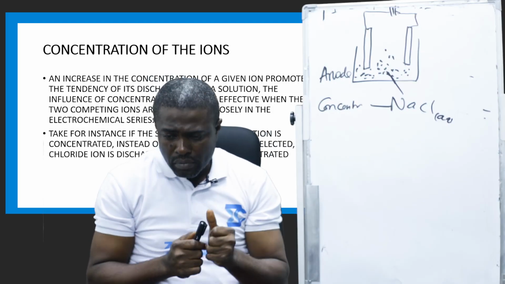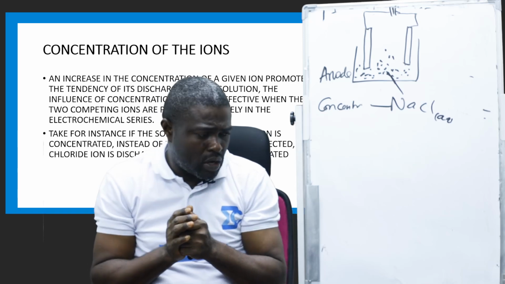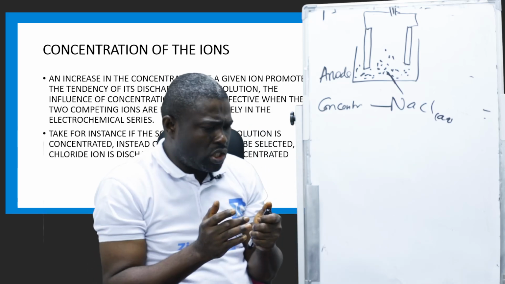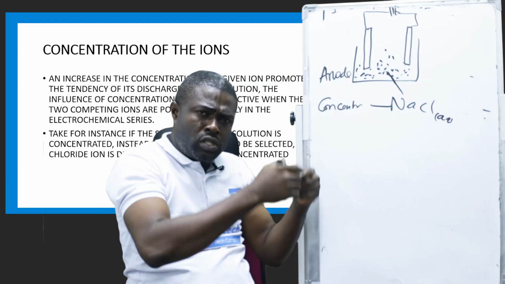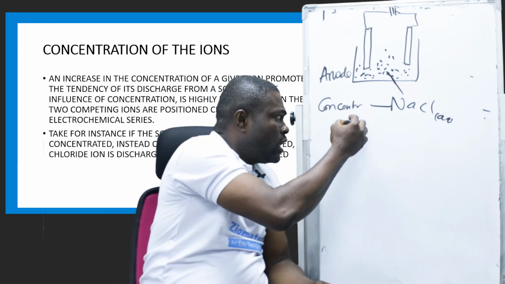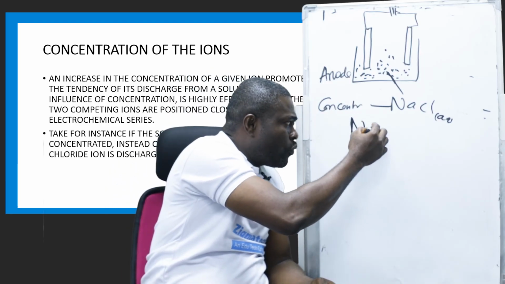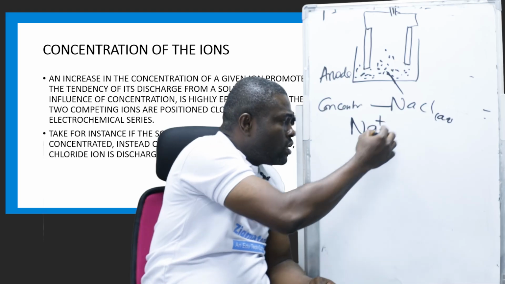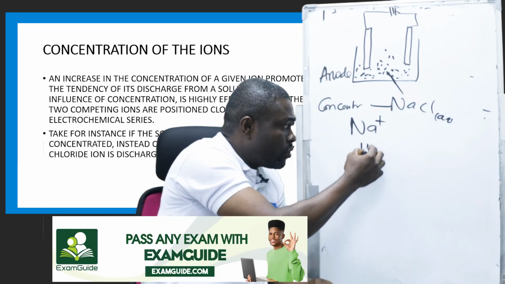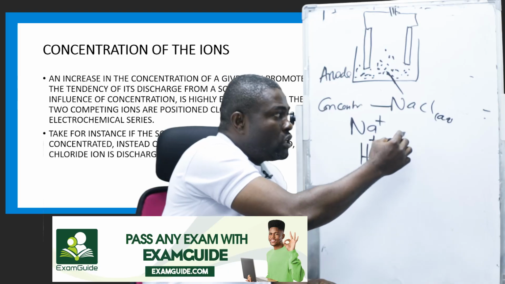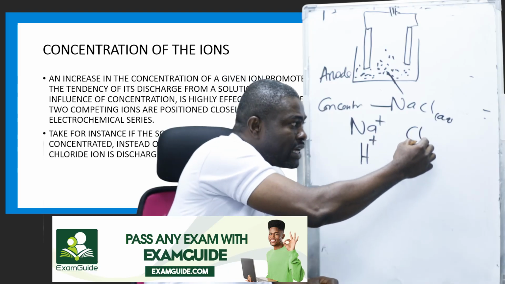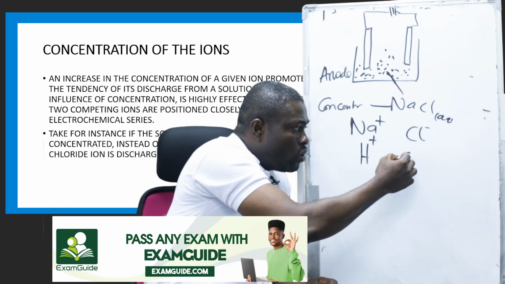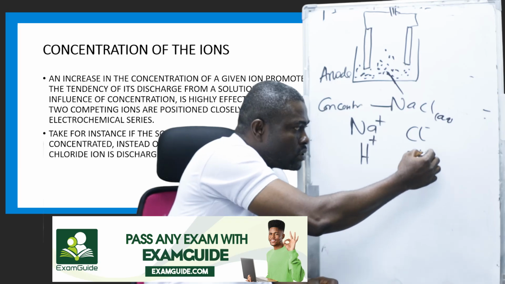Now, if it is concentrated, what happens? Let us still produce the ions that are present. The four ions are, the two positive ones are what? Sodium ion and hydrogen ion, because it is still aqueous. And the two negatives are what? Chloride ion and OH minus.